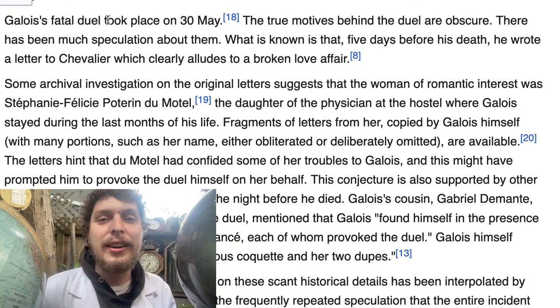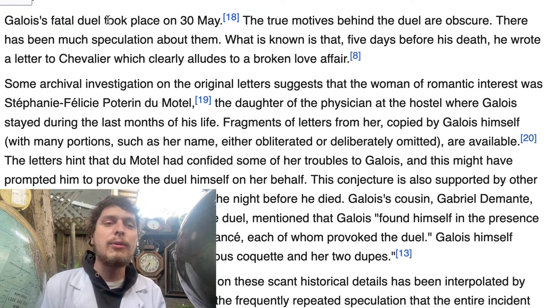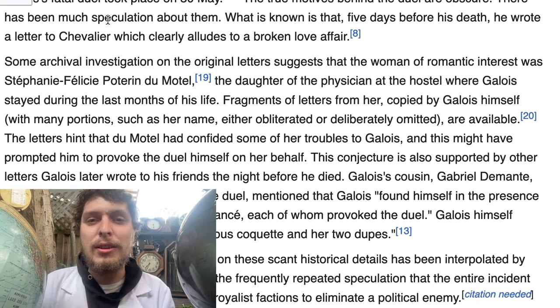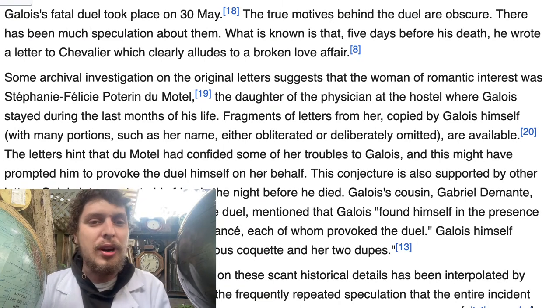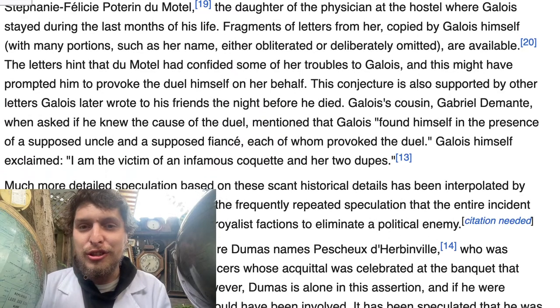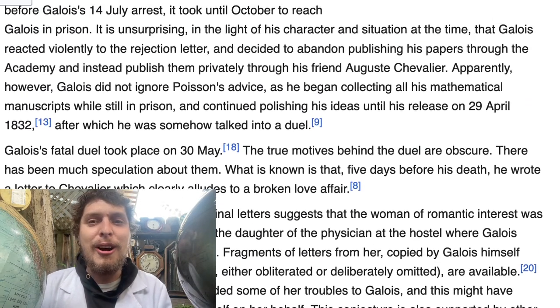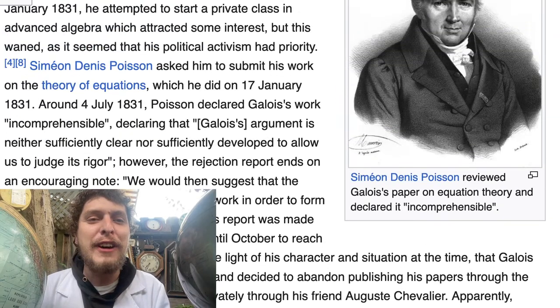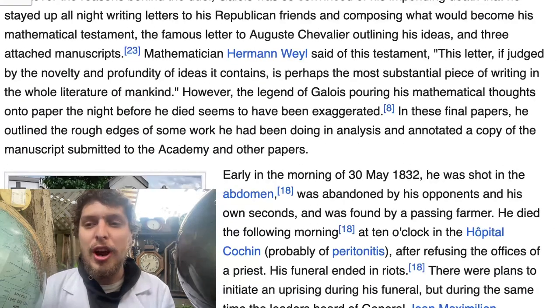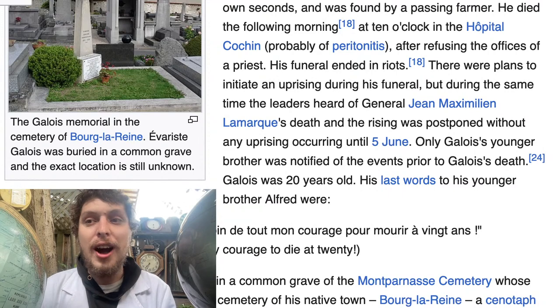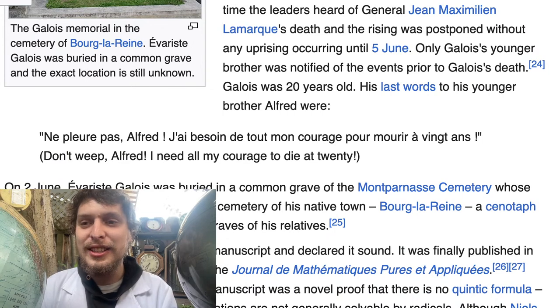People read letters that it seemed to be over a lost love or a love that settled for someone else, or something related to romance, perhaps, gone wrong. And there was a strange duel. And right before it, Galois wrote all these letters to people that helped solidify the foundations of Galois theory. Goes off, dies in a duel. I believe he was shot. Yeah. So, yep. Shot, left, found by a passing farmer, and then died. And there were riots at his funeral because the people didn't like the government and thought he represented that cause.